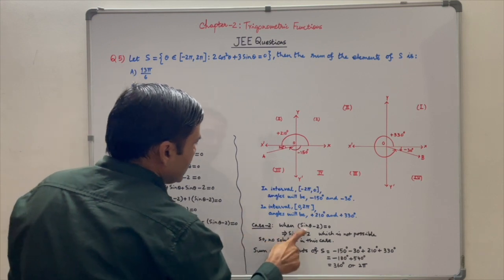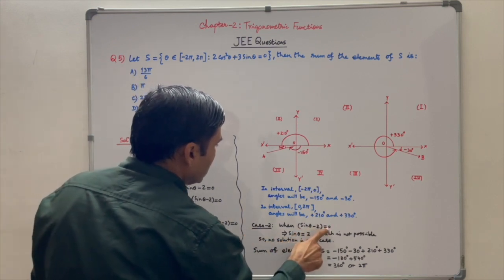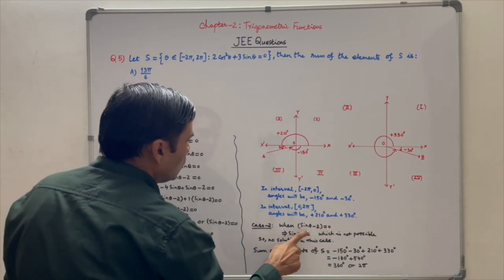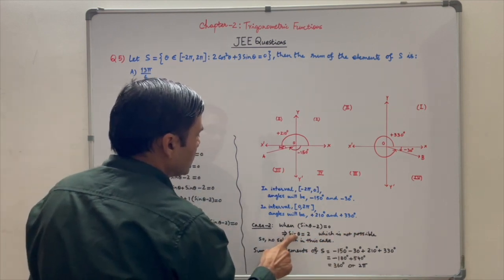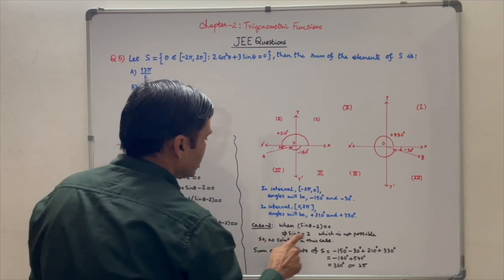Case 2, when sin theta minus 2 is equal to 0. So sin theta is equal to 2, which is not possible because we know the maximum value of sin theta is equal to 1. So no solution in this case.